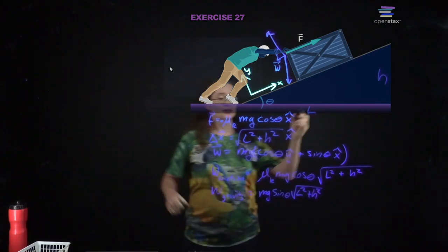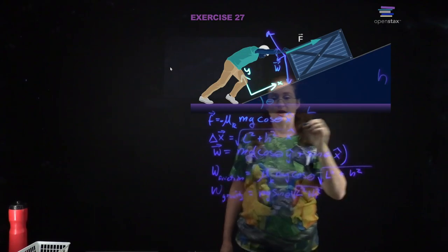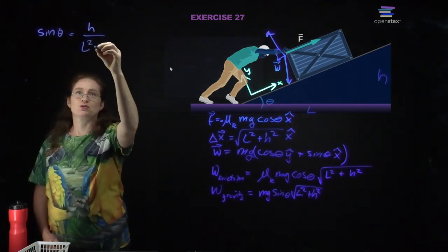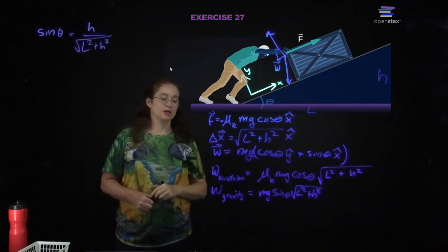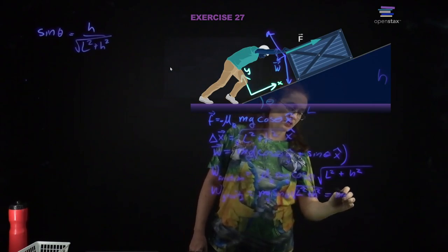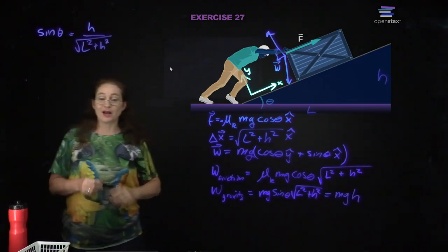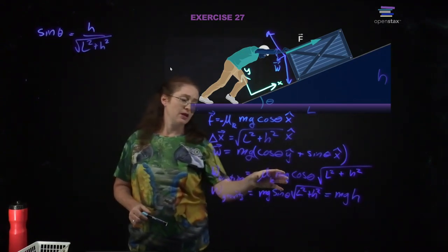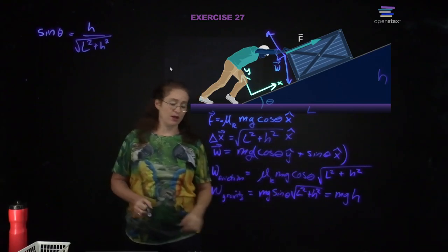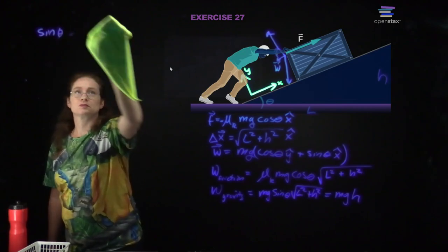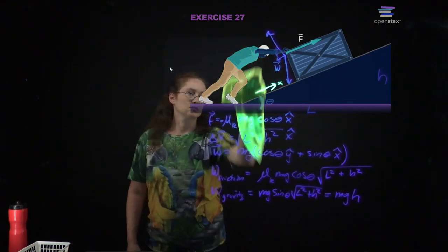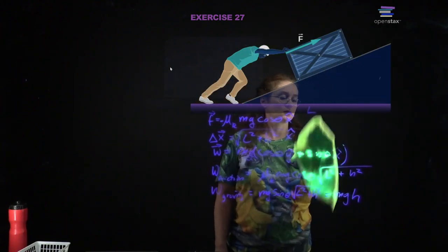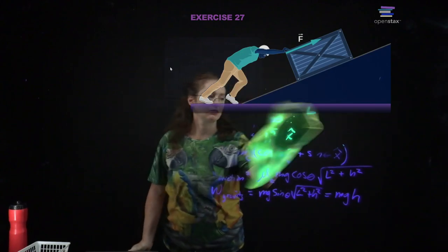Okay, now I can write, by the definition of sine theta, sine theta is h over the square root of L squared plus h squared. So this simplifies to mgh. So the work done by gravity is just mgh. The work done due to friction is mu k mg cosine theta times the distance traveled. All right. Let me erase this and then we can move on to the next example.